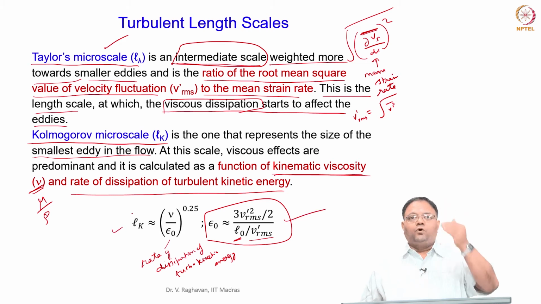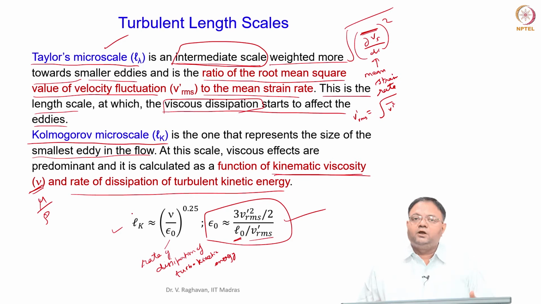So these are the 4 length scales. The last 3 are exactly the representative of the size of eddies. For example, the integral scale is representative of the mean size of the medium to large eddies. Then the Taylor microscale is the average size of the smaller eddies, and the Kolmogorov scale is the size of the smallest eddy.